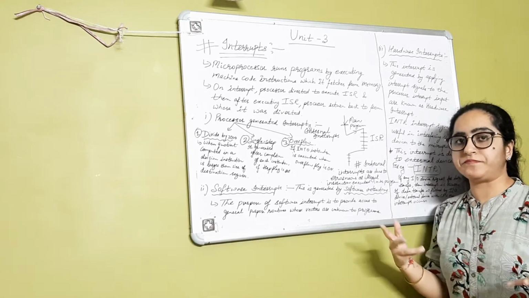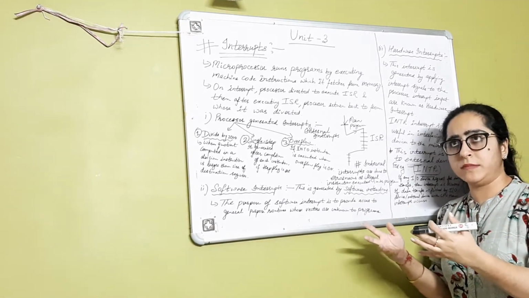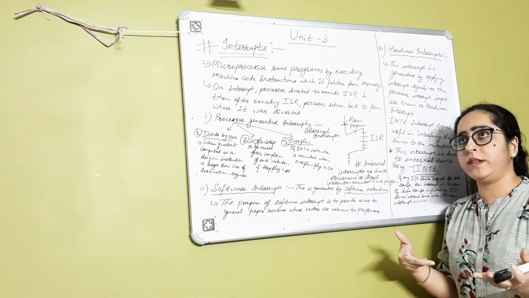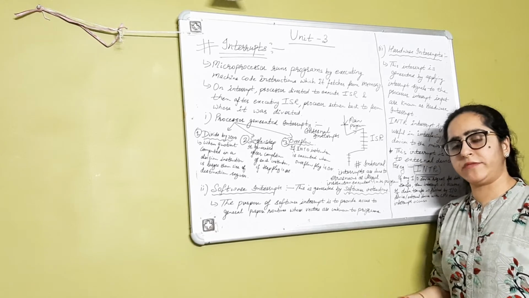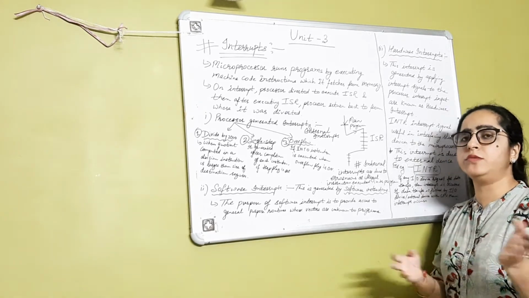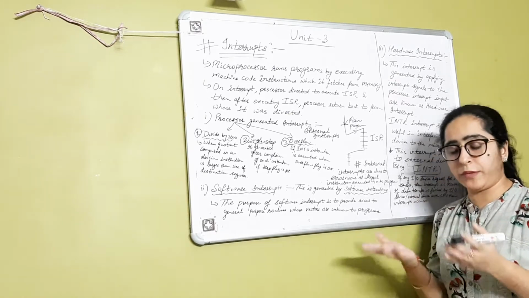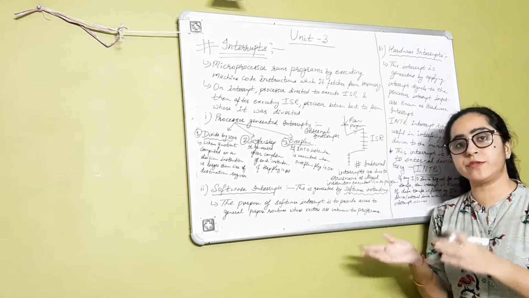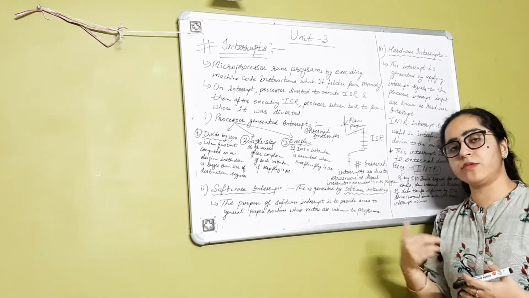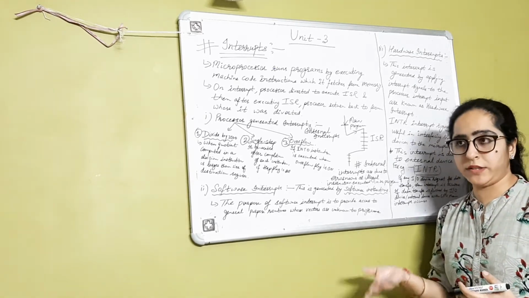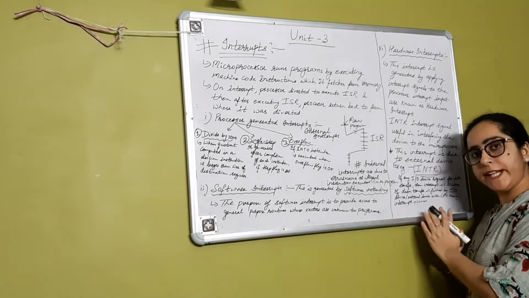Like if a printer is connected, or your pen drive is connected, or your smartphone is connected with the help of a USB cable to transfer the data from your mobile phone to the computer, or from the computer you want to fetch the data to your mobile phone, in that case also it will show the interrupt.